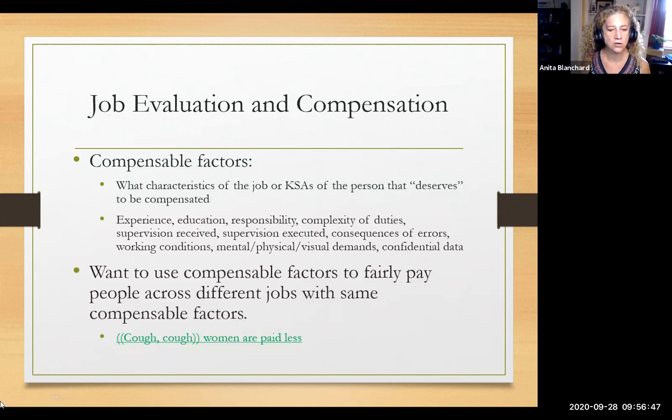So here's an article on women being paid less. It's in Business Insider. You can see the link down there. I'll tell you, Business Insider is a great free news resource, one of the top news resources that provides good information for folks.